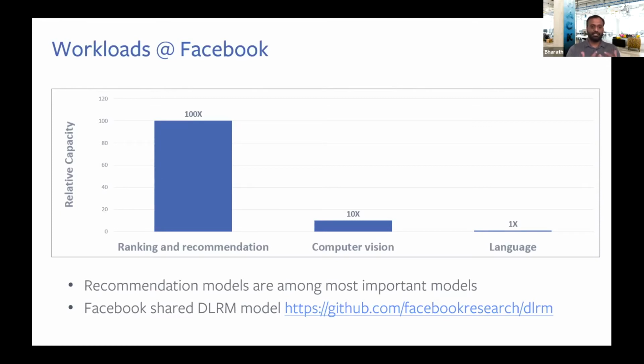This is around how we recommend to users what are the key things that the user may be interested in when interacting with some of the Facebook properties that Ravi shared. Clearly, computer vision and natural language processing are increasingly more important as we work through some of the services that we offer.